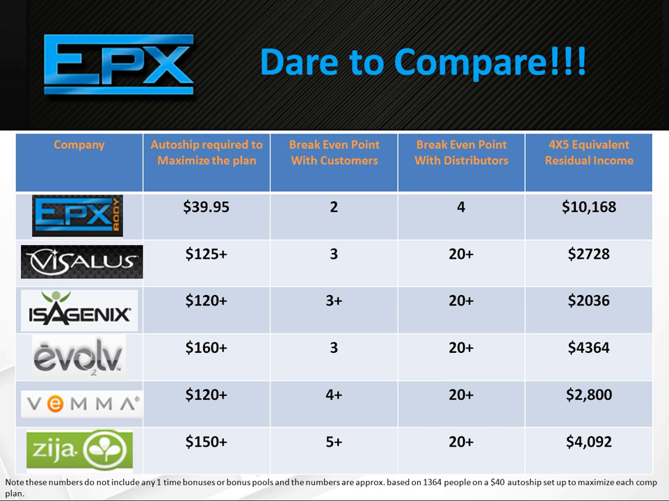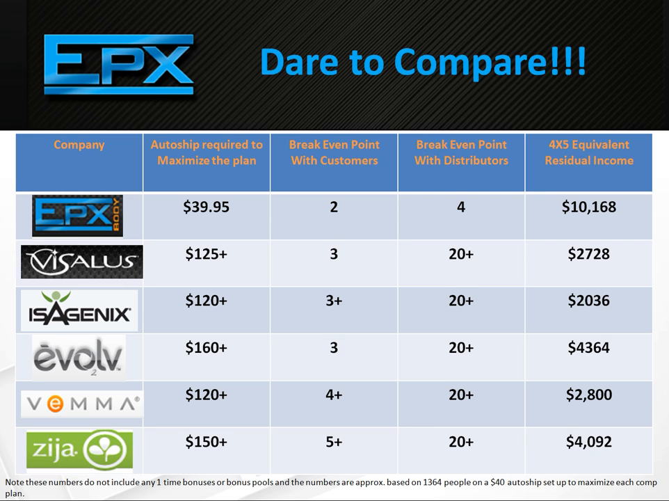Here's where it's really important, and one of the biggest reasons why so many companies have such poor retention: this point right here, break-even point with distributors. EPX body, it's only 4. In all these other companies, it's 20+. 20+ is the average in the industry. We could put up 1,000 companies here, and you'll see the average being 20 or more. EPX body, only 4.